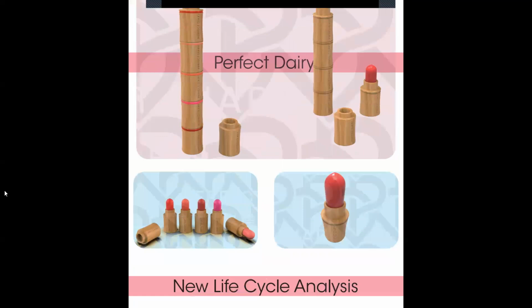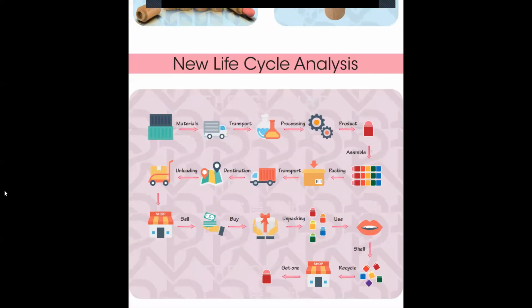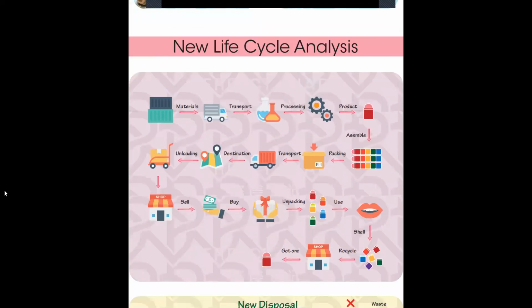Now, let's focus on the new life cycle analysis of the product. Regarding this part, I would like to emphasize 3 points we redesigned. The first point is the supply of raw materials. The second point is about user purchase. The third point is about recycling and reuse.